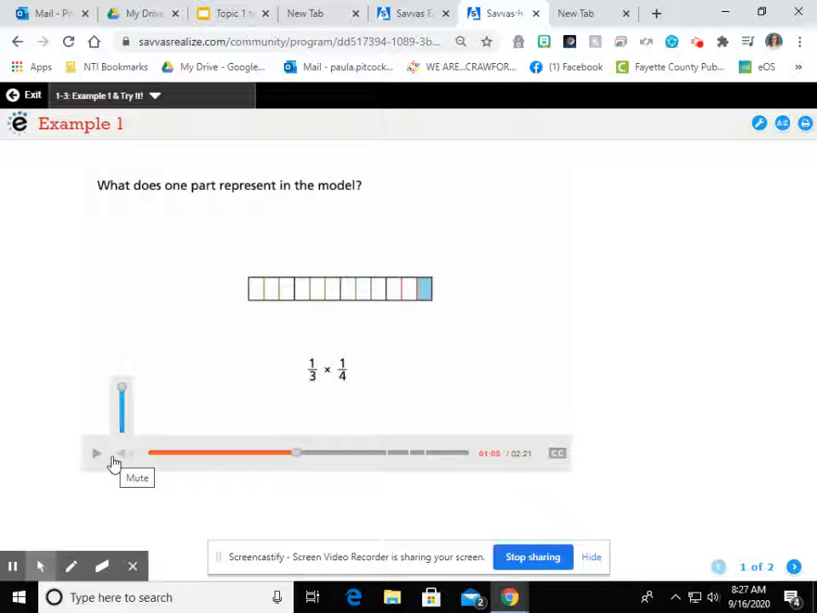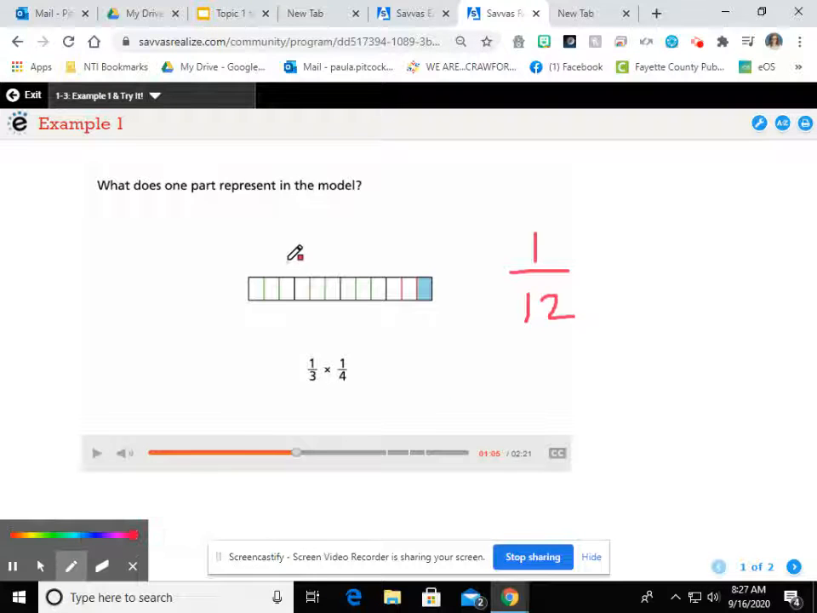Well, if you want to figure out what one part represents in the model, you have to count how many pieces there are total. So there's 1, 2, 3, 4, 5, 6, 7, 8, 9, 10, 11, 12. There are 12 pieces total, so this one piece is 1 out of 12.